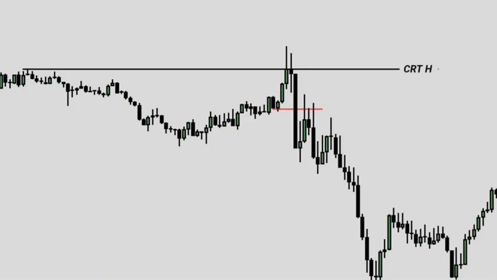So this is it. This is how you trade your 9 a.m. CRT on Nasdaq and ES. Very, very simple. And this setup happens almost every week. Every week. So there is a possibility you will get one or two trades with this setup.